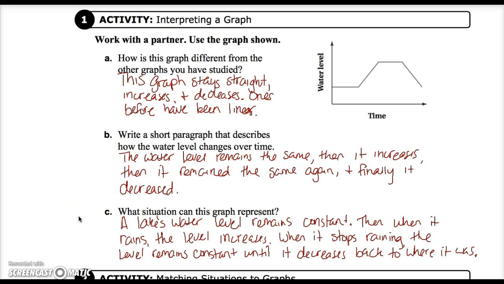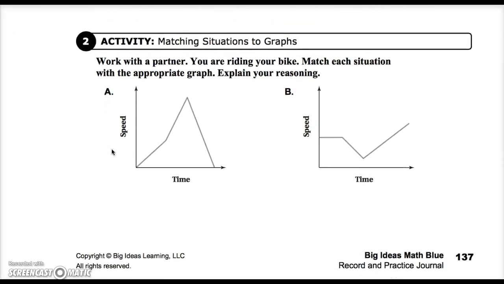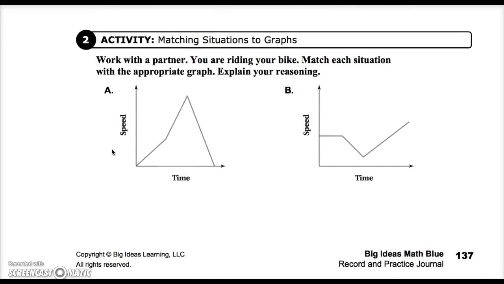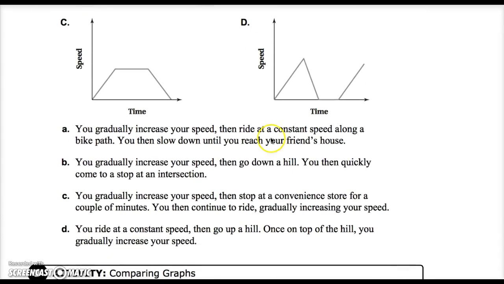Now, looking down at activity 2. Now, coming down to activity 2, we're going to be matching a situation to a graph. So it says you're riding a bike. Match each situation with the appropriate graph and then explain. So we have 4 graphs and then 4 explanations. Okay, so I'm going to read the explanation. I'm going to start with the explanation and then just figure out which graph it goes with.